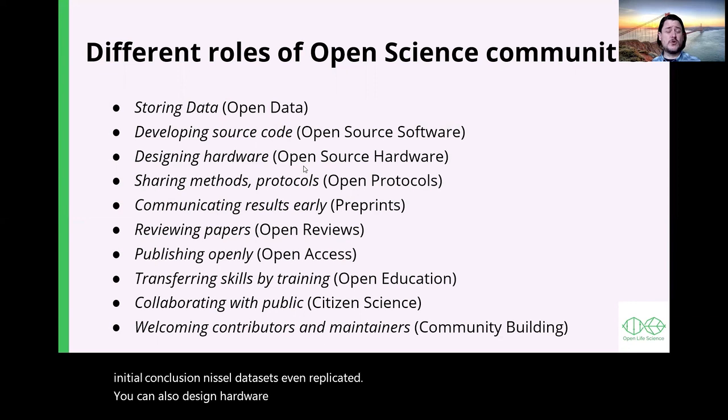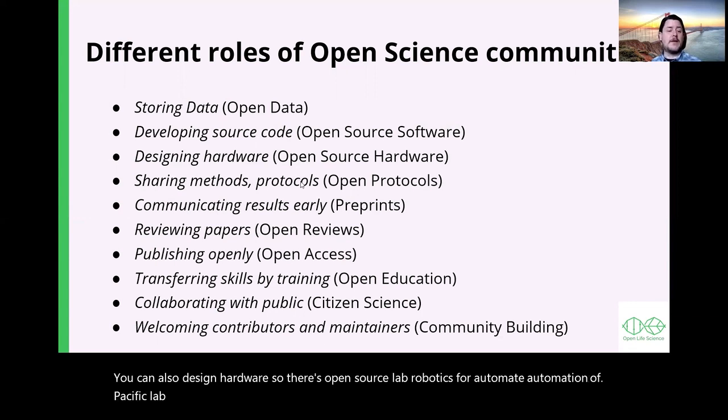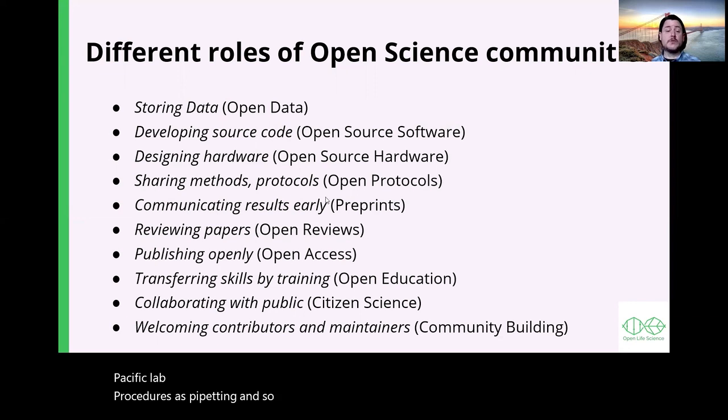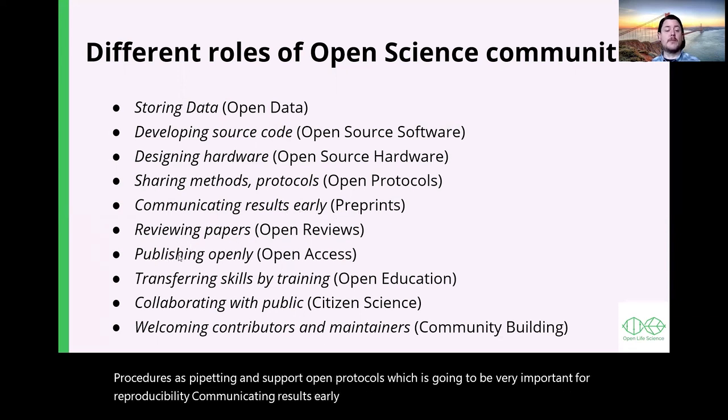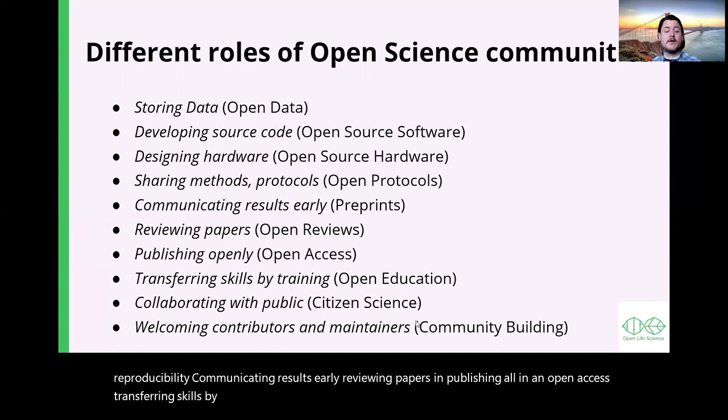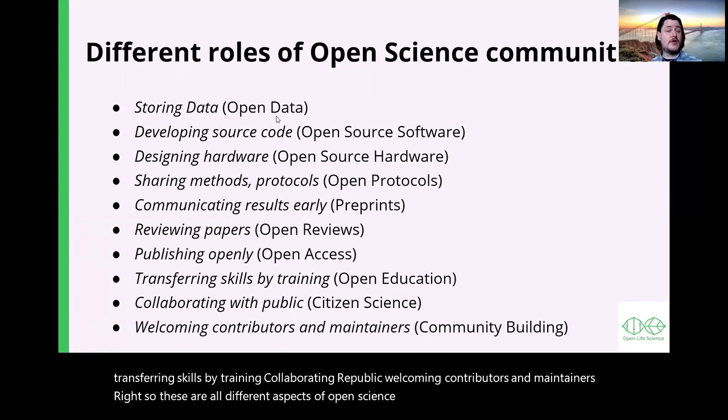So there's open source lab robotics for automation of specific lab procedures such as pipetting and so forth. Open protocol, which is going to be very important for reproducibility. Communicating results early, reviewing papers and publishing, all in an open access. Transferring skills by training, collaborating with the public, welcoming contributors and maintaining, right? So these are all different aspects of open science, and particularly the Open Life Science program itself.